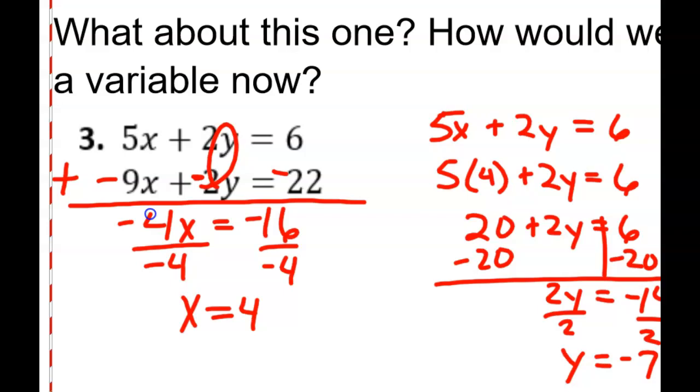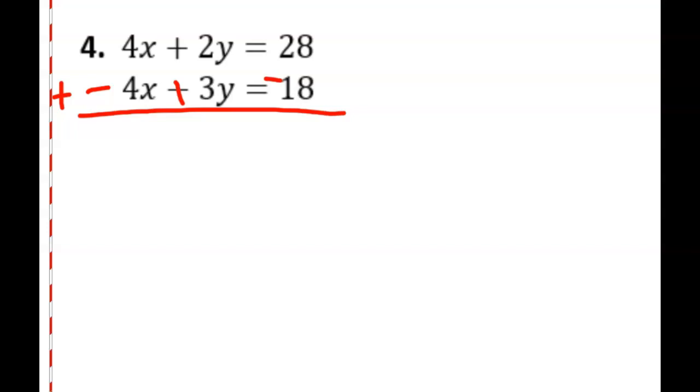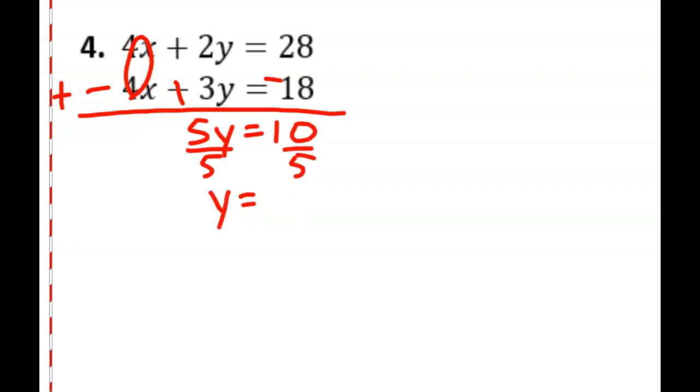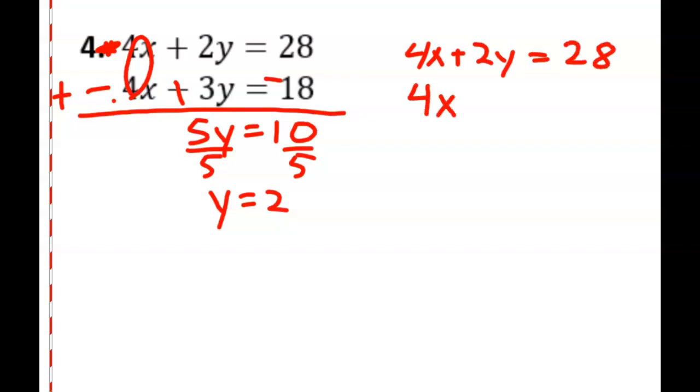Awesome. The next one that we were working on was number 4. And again, we changed all those signs so that these would add to 0. So then I got 5y equals 10. Divide by 5. Y equals 2. Now, go back to your original equation. I would use this one. Don't use that changed one because that's going to mess you up. And then I know my y. Oops. Plus sign there. And my y was 2.